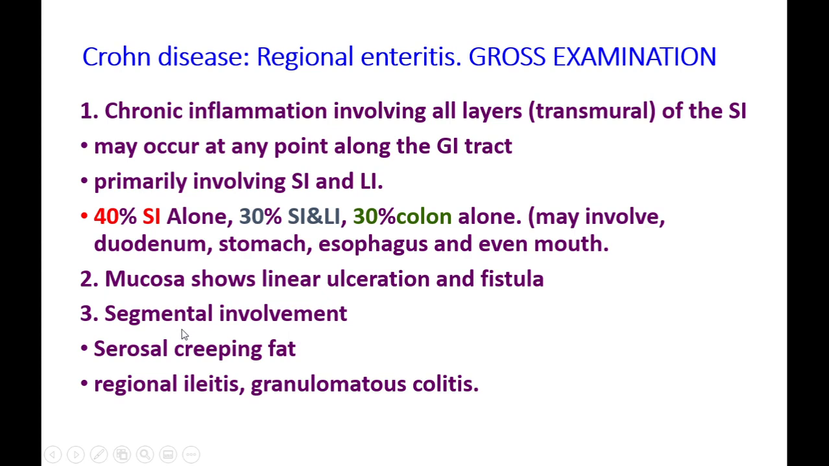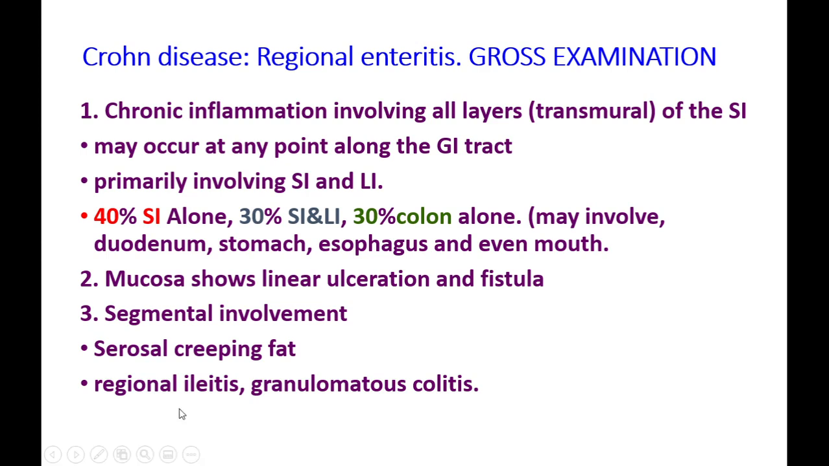In X-ray, this sign is called string sign, when the dye passes through a narrow segment and dilated segment, alternating dilatation and narrowing. Serosal creeping fat, due to serosal fibrosis and kinking of the fat on the serosal surface, is also a feature of Crohn's disease.